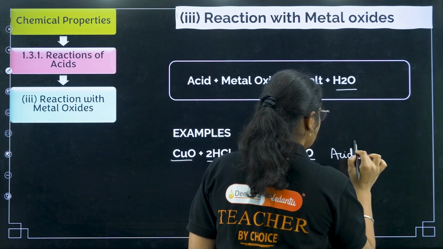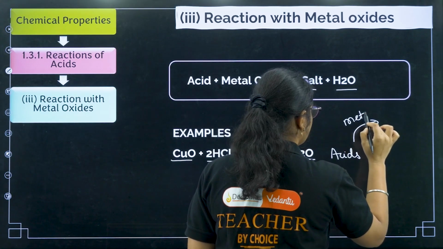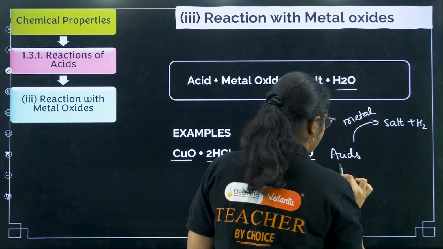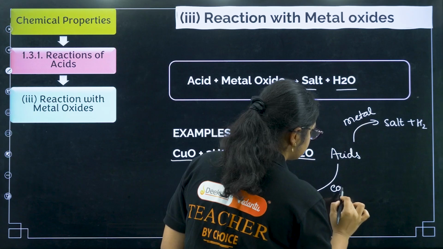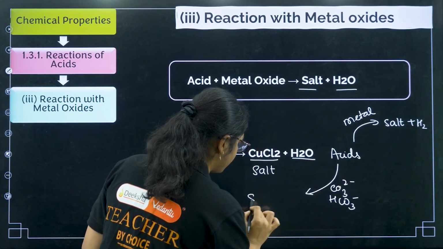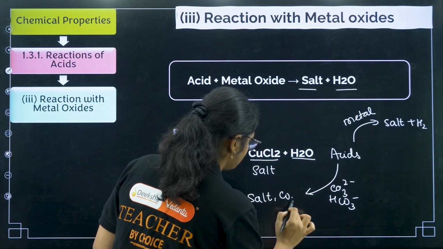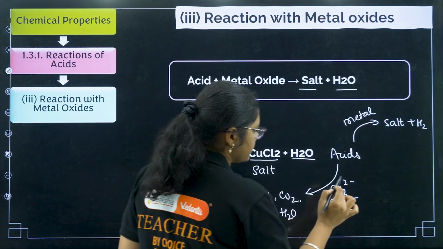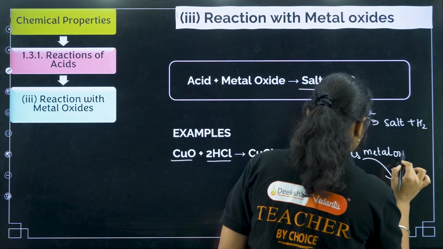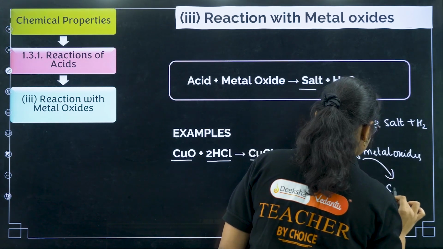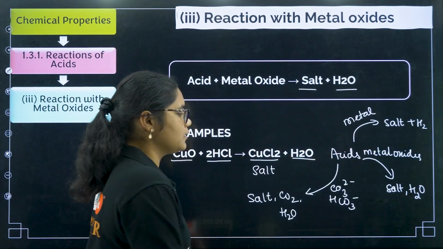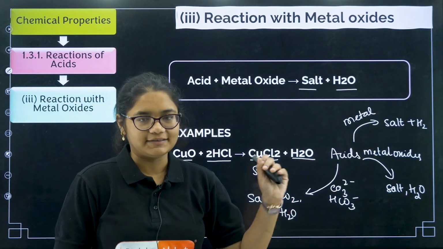Acids will react with, first we learnt with metal, it will give you salt and H2, right? Then with carbonates and bicarbonates, I am writing the formula, here we will get salt, CO2 and water. Then if it is reacting with metal oxides, you will get salt and water. These are the reactions for acids.